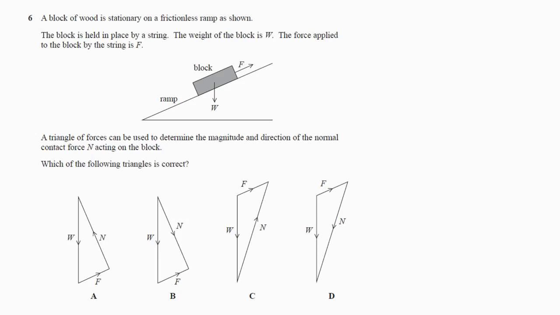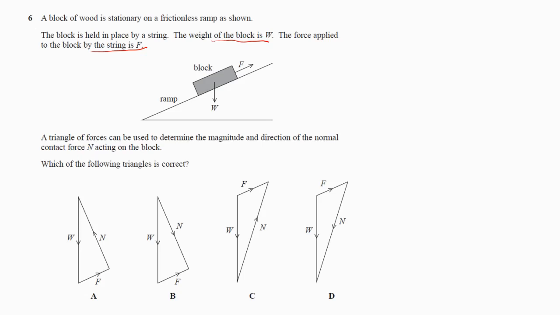A block of wood is stationary on a frictionless ramp as shown. The block is held in place by a string. The weight of the block is W. The force applied to the block by the string is F. Okay. A triangle of forces can be used to determine the magnitude and direction of the normal contact force N acting on the block. Which of the following triangles is correct?